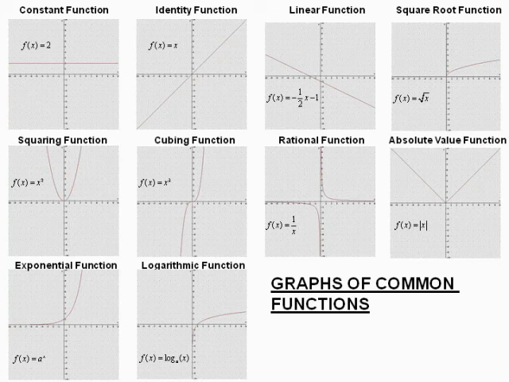Our friend the linear function, the graph of a line, and hopefully y'all remember this is in slope-intercept form. Notice I started at -1, went down 1, right 2. The square root function, y equals the square root of x.